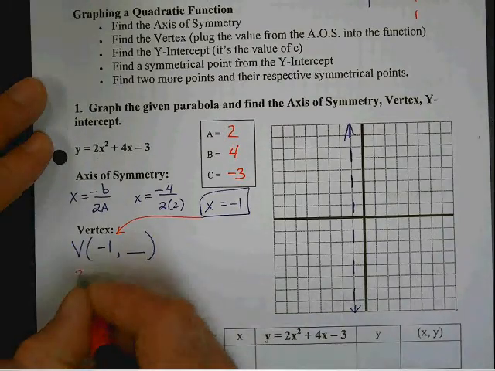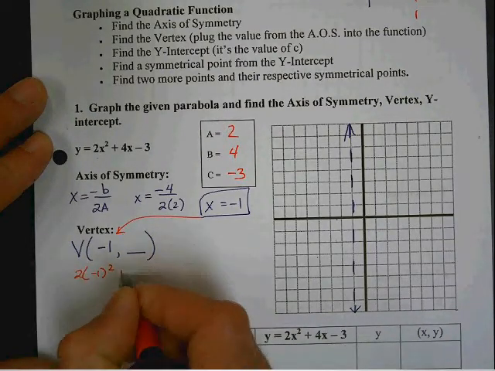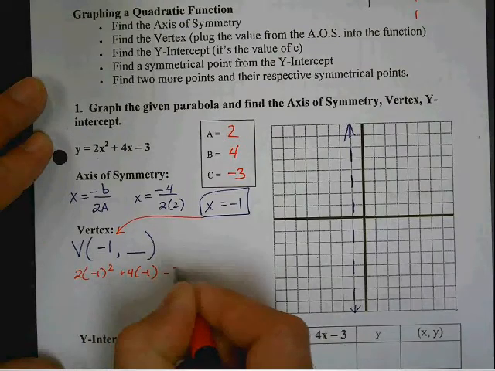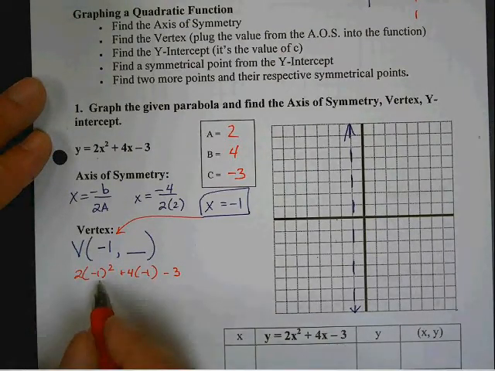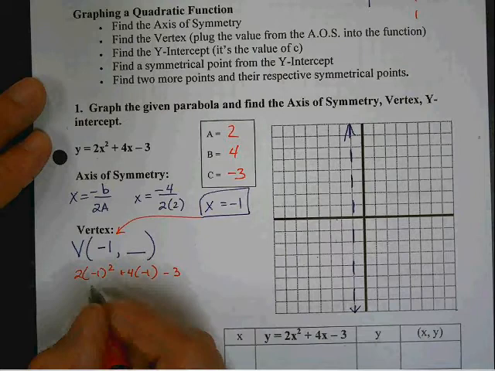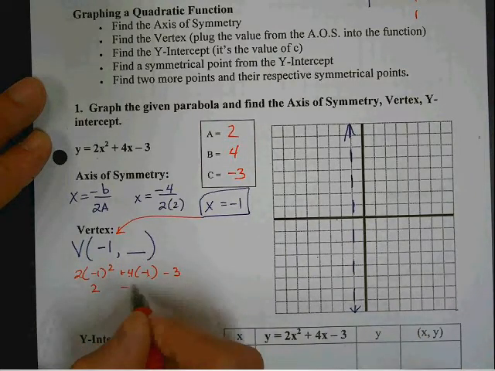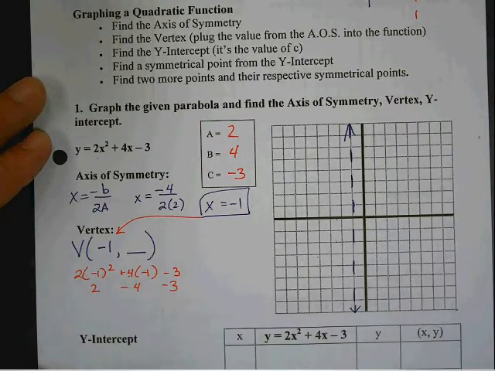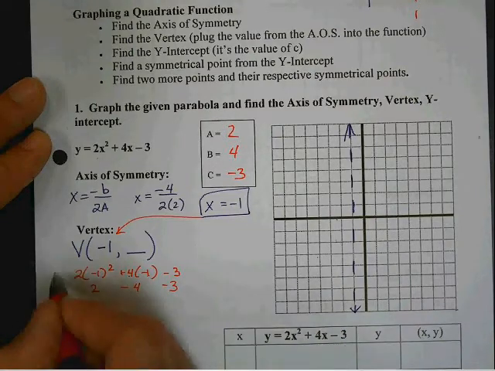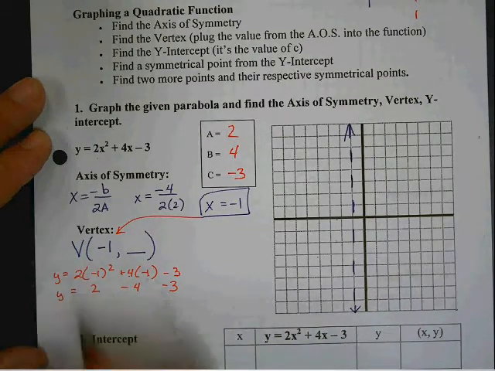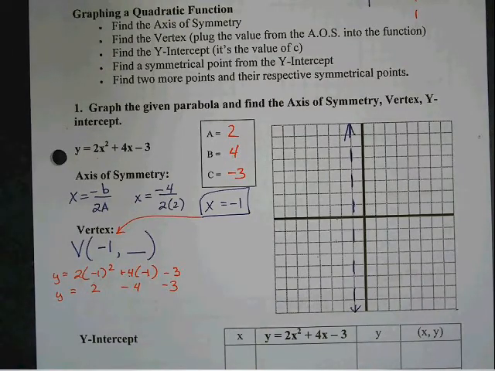Here we go. 2 times negative 1 squared plus 4 times negative 1 minus 3. Negative 1 squared is 1. 2 times 1 is 2. 4 times negative 1 is negative 4 minus 3. Where am I getting these from? These are all the x's from the equation. So I took this negative 1 value right here, x equals negative 1. I plugged it into this equation right there. Bada bing, bada boom. And what does that work out to?